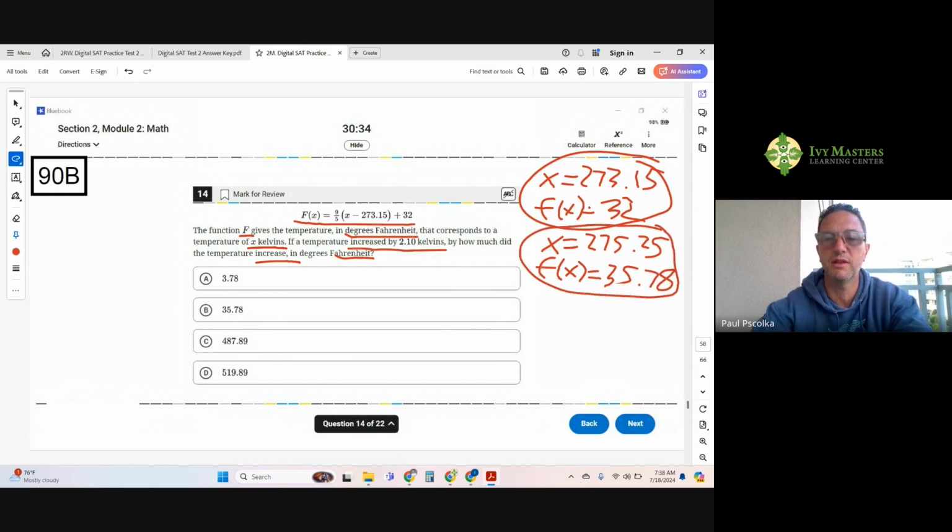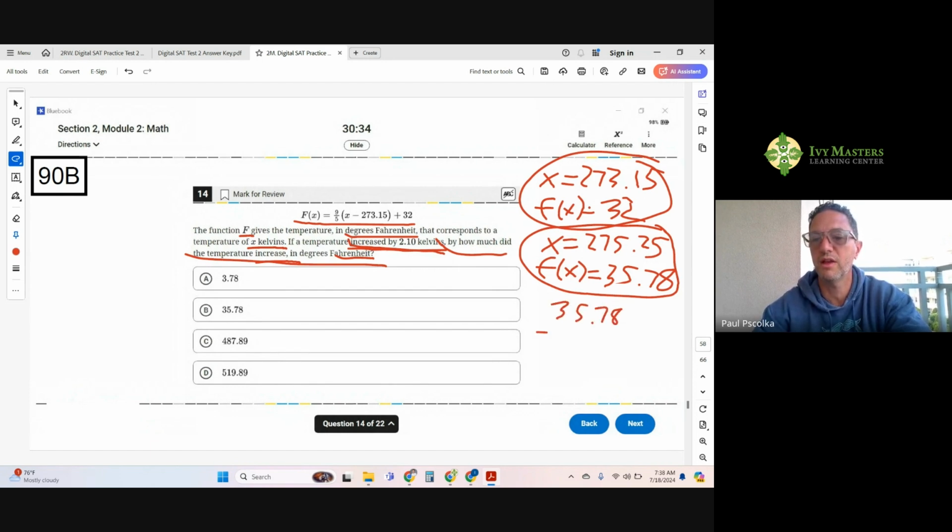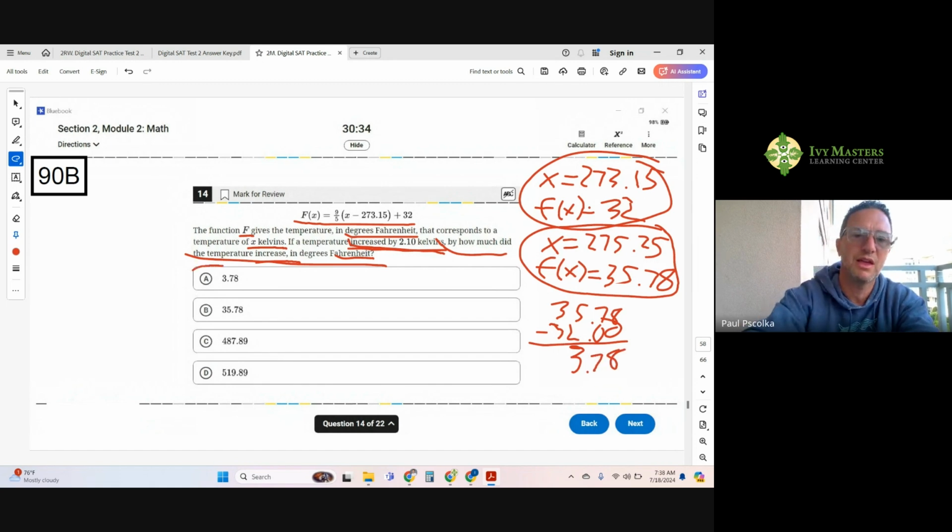It's asking for, and I did that because it says an increase of 2.1 degrees Kelvin. It's asking for how much the temperature in degrees Fahrenheit increased. So all you got to do to finish it is do 35.78 minus that 32.00. And you get your answer, which is 3.78.